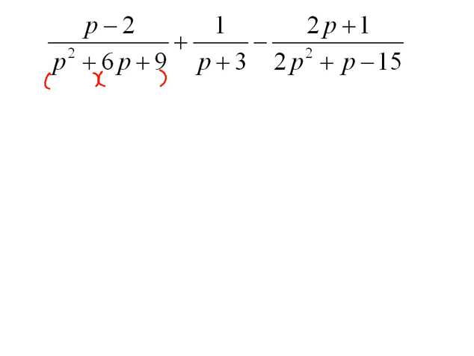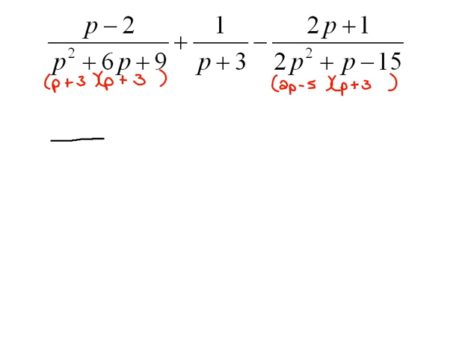So let's factor everything down first. So this first one will factor into p plus 3 times p plus 3. This second fraction is already fully factored in the denominator. This third fraction, though, we need to factor this down into 2p minus 5 and p plus 3, which means now we can find our common denominator.